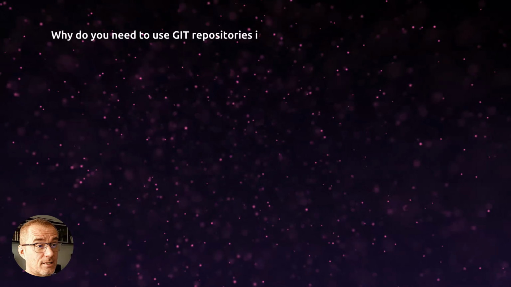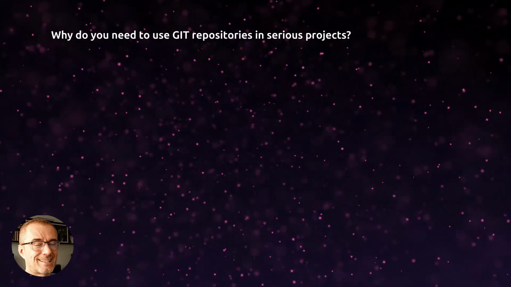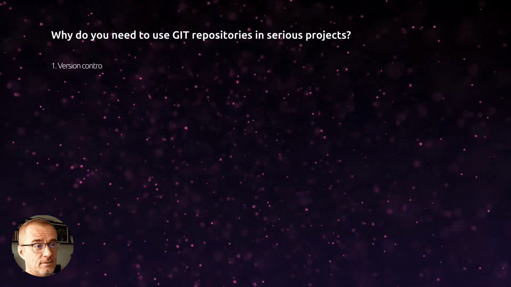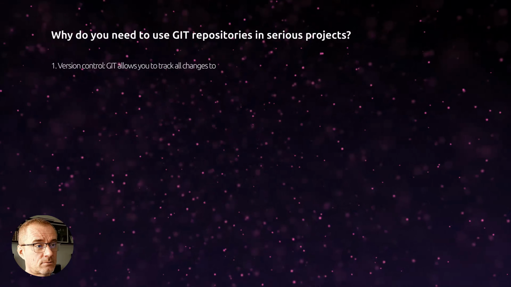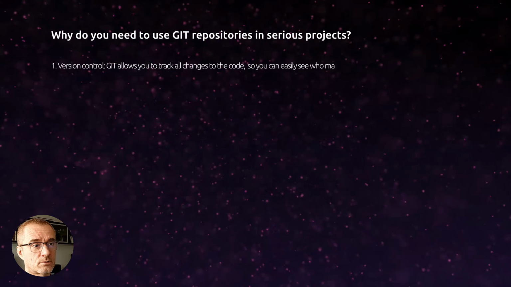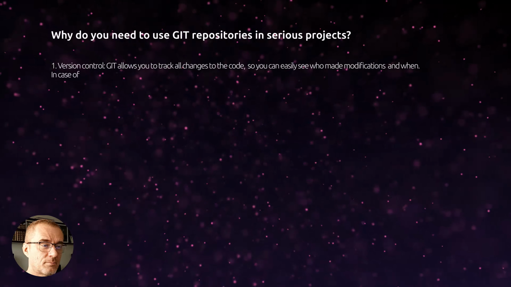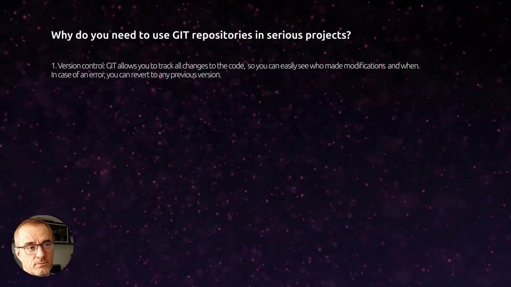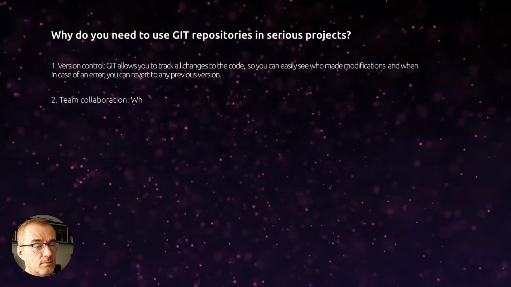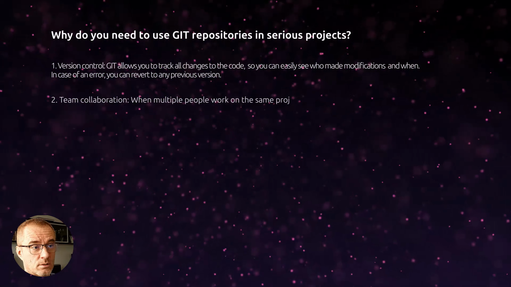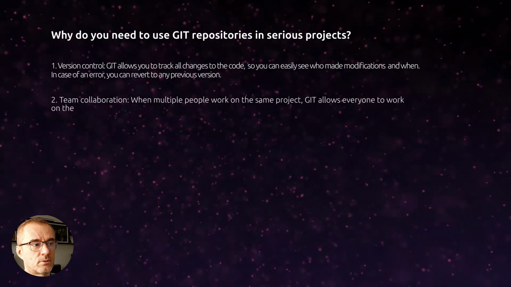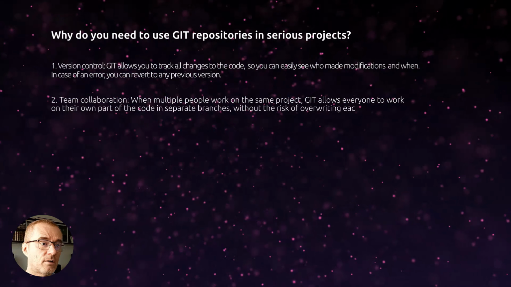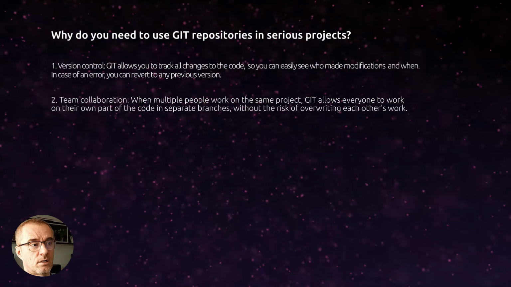Now, let me outline a few reasons why using Git is essential in any serious project. At first, it's version control. Git allows you to track all changes to the code so you can easily see who made the modifications and when. In case of an error, you can revert to a previous version. Team collaboration. When multiple people work on the same project, Git allows everyone to work on their own part of the code in separate branches, without the risk of overwriting each other's work.